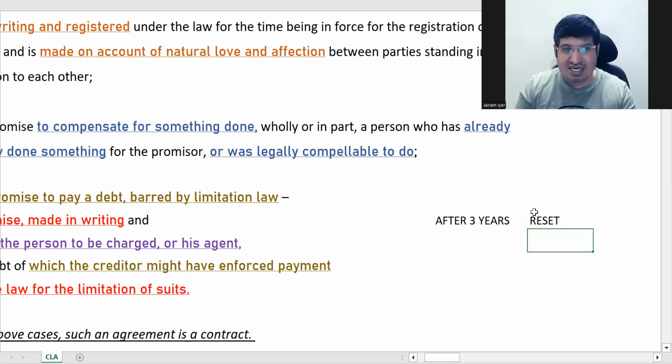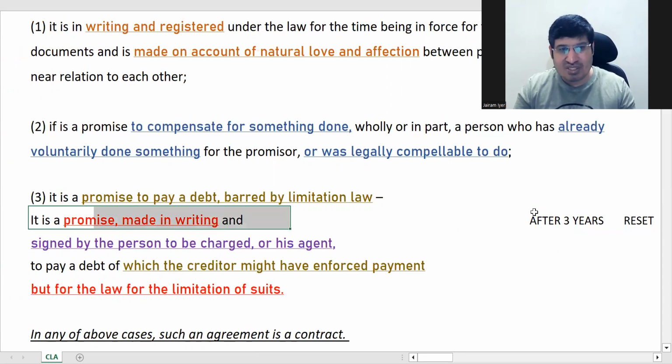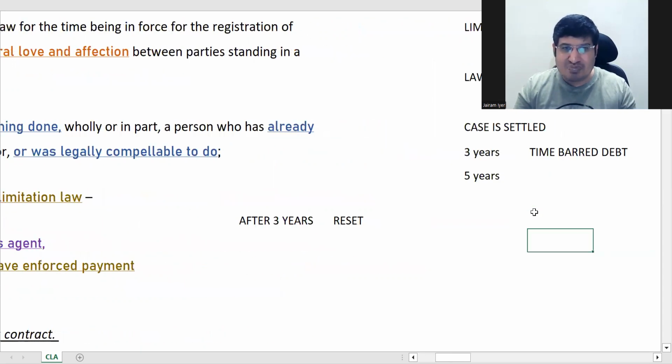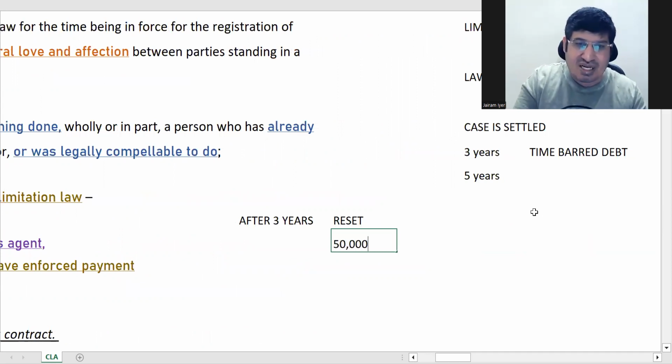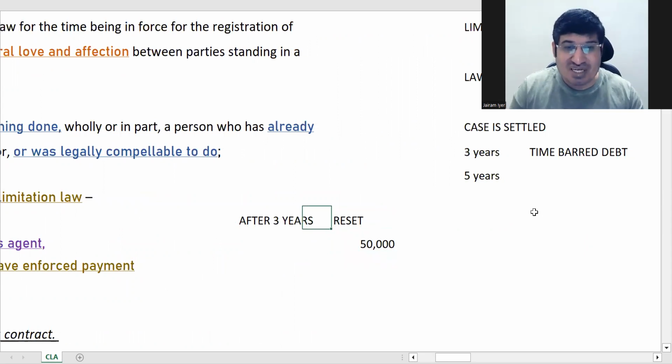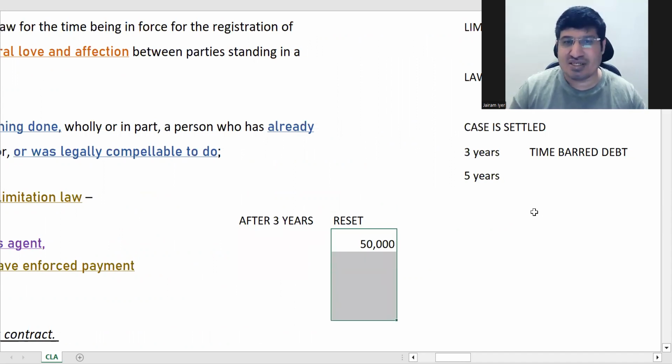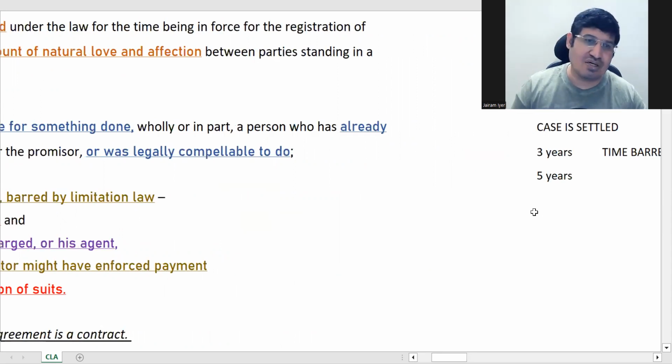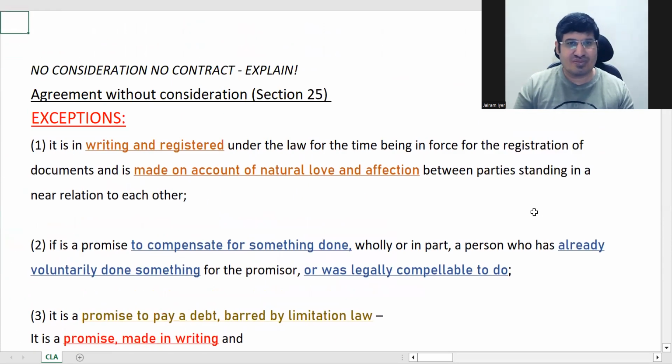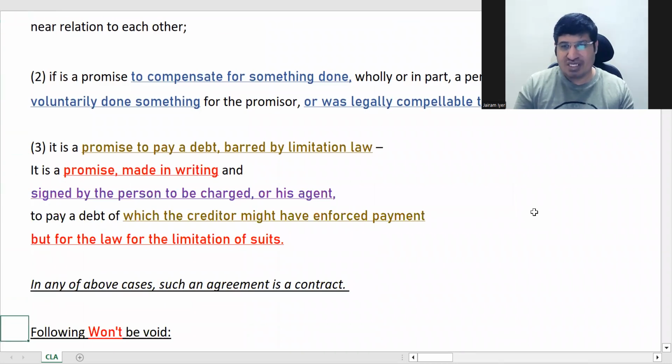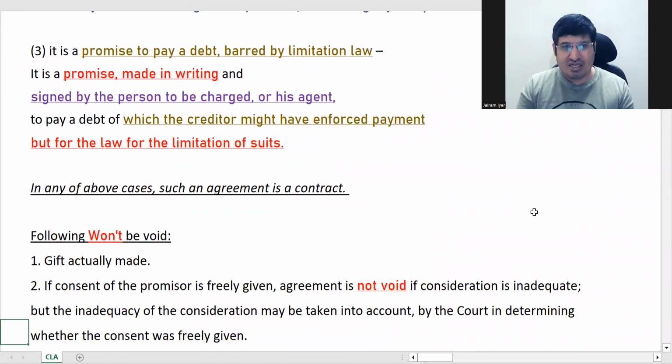Once it is reset, now if this person, the person who made the promise, is paying him, saying I'll pay after 5 years, say he's paying 50,000. Now he's paying 50,000 for what? There is no transaction, right? It has been reset after 3 years. So it appears as if it is a contract without consideration. Understood? Okay, these are agreements without consideration, right?